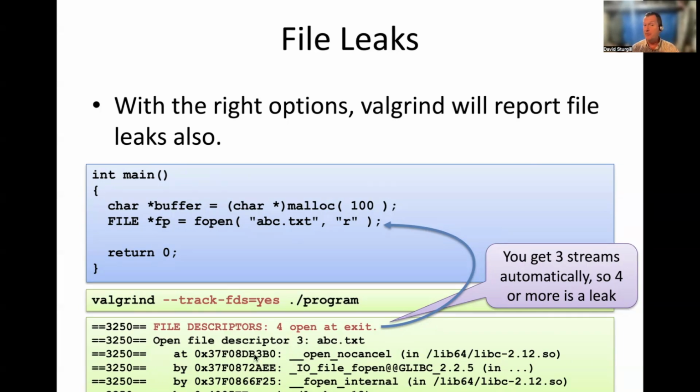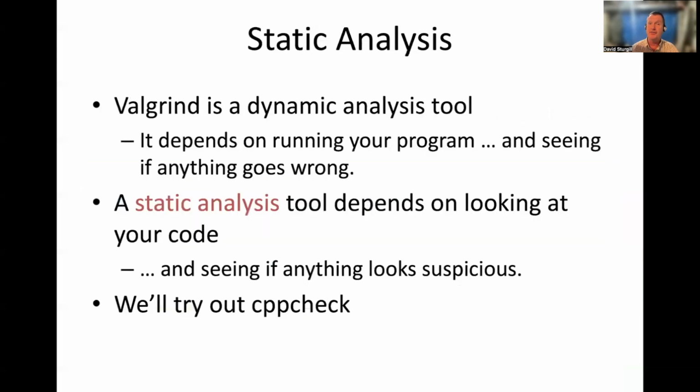But if you have more than 3, then that would mean you opened a file and you forgot to close it. Here it tells you, kind of like with leaked memory, where you opened that file that you never closed. And that would give you a chance to think about where maybe you should have closed that file. I mentioned that Valgrind is a dynamic analysis tool. It watches your program as it executes and tries to catch it doing something wrong with memory.